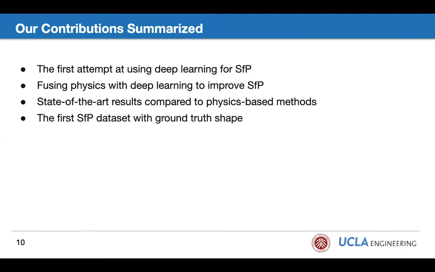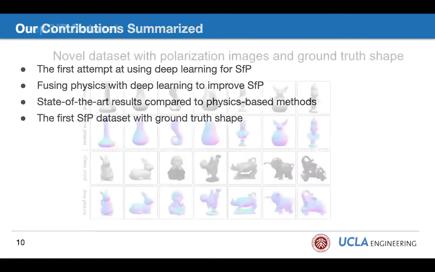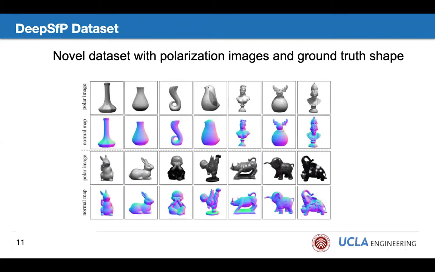We make several contributions to the SFP problem. We make the first attempt at using deep learning for SFP and propose a model design which utilizes the physics to learn reconstructions, yielding state-of-the-art results in comparison to purely physics-based methods. We also provide the first SFP dataset with polarization images and associated ground truth surface normals. Our dataset is the first of its kind for the polarization problem and contains a range of objects and conditions.